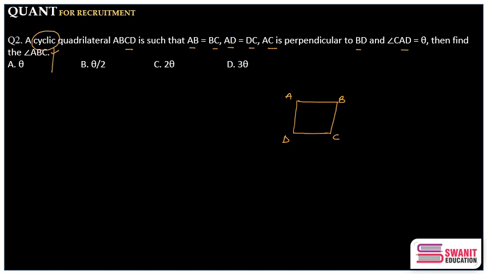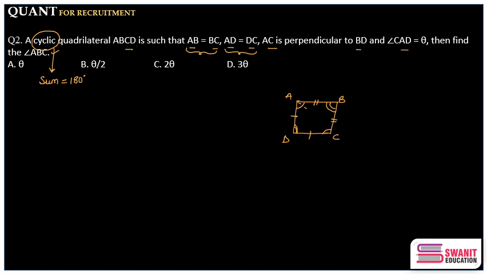A cyclic quadrilateral has a property that the opposite angles have a sum equal to 180 degrees. So for every pair of opposite angles, angle A plus angle C is equal to 180 degrees. Similarly, angle D plus angle B is equal to 180 degrees. So this is the property of a cyclic quadrilateral. Now it is given that AB is equal to BC, that's my first condition here, and also AD is equal to DC, that's the second condition. And it's given that AC is perpendicular to BD.